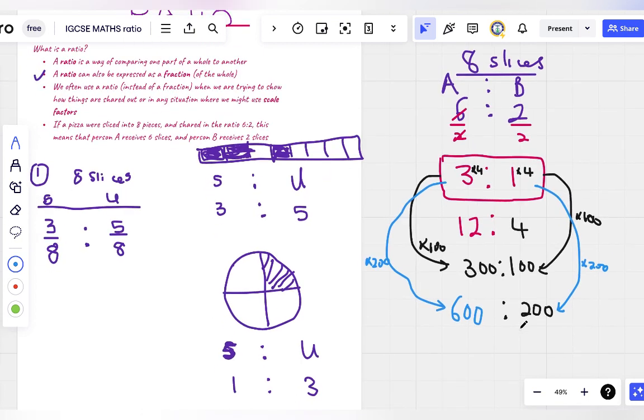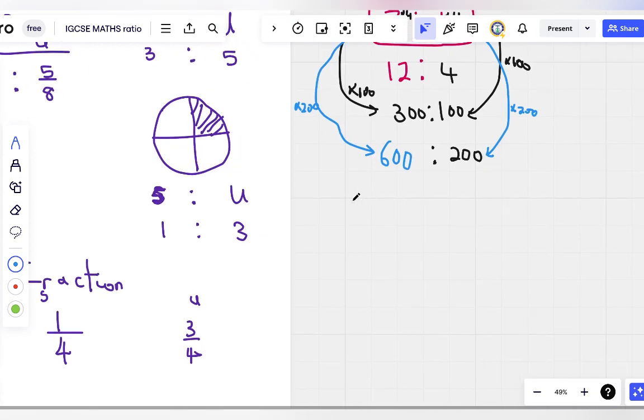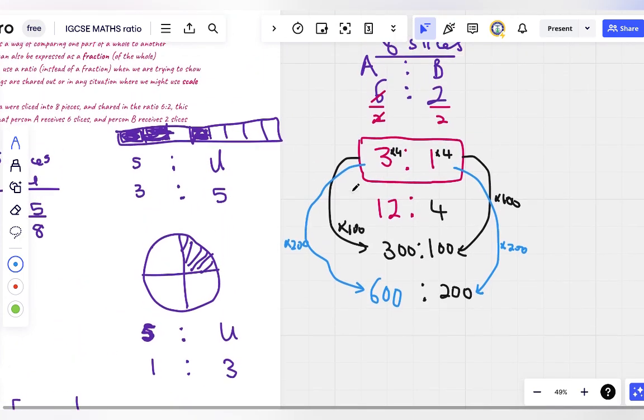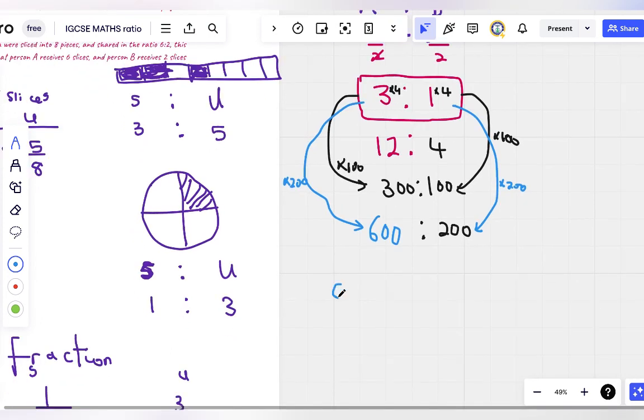We can also use ratio to share money. Okay? Like sharing things. This one is comparing things. What we just described is comparing things. We use ratio to compare things. We use ratio to share things. Okay? Compare and share.